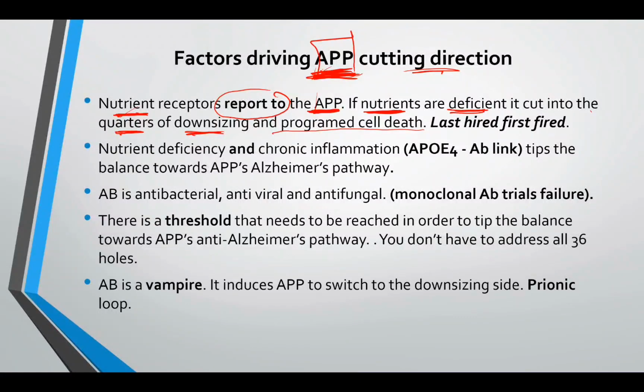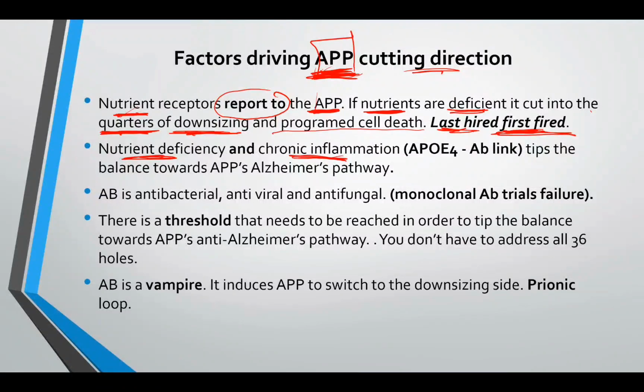And the cells which die from the brain cells are the last hired, first fired. If we have memories of this morning or yesterday evening and the person gets Alzheimer's disease, the connections and the synapses that carry the information from the previous hours are the first to get fired and die. Now, we know that nutrient deficiency will lead to formation of the four quarters that lead to downsizing and damage. Also, chronic inflammation leads to the same process.